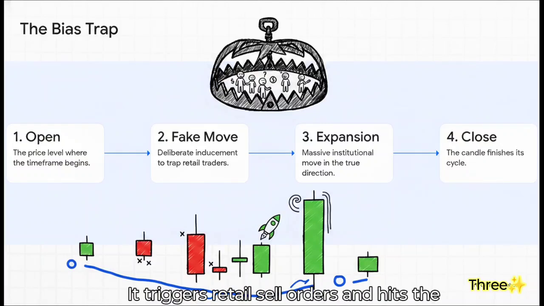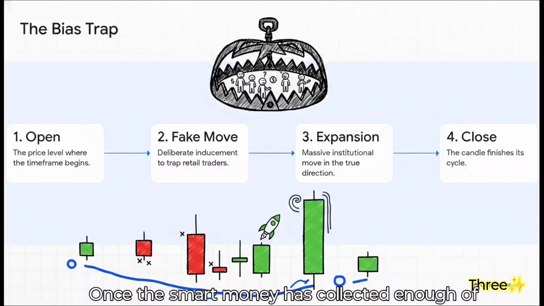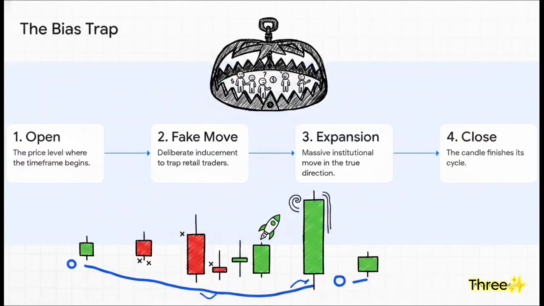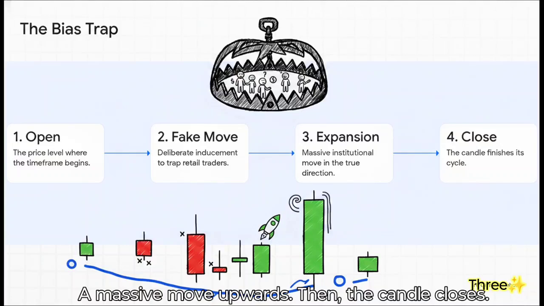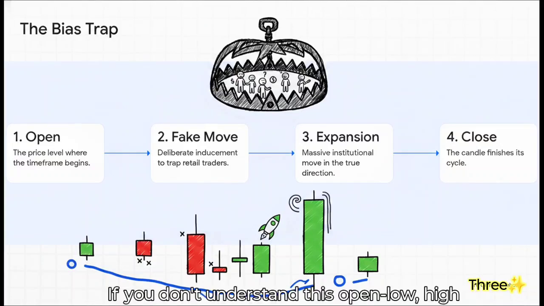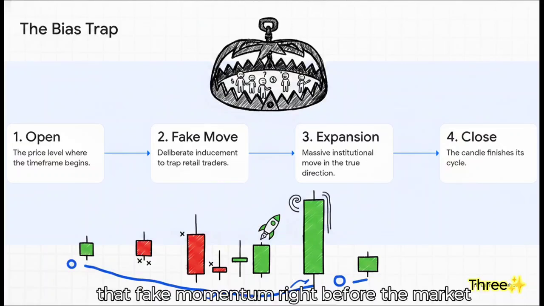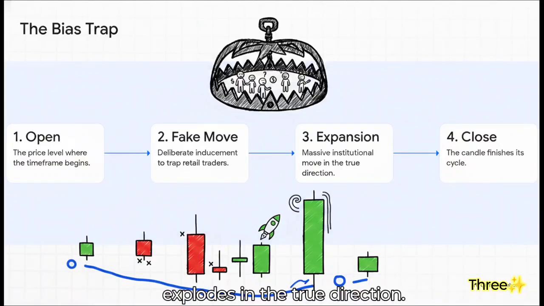It triggers retail sell orders and hits the stop losses of the early buyers. Once the smart money has collected enough of those orders, boom, the real expansion happens. A massive move upwards. Then, the candle closes. If you don't understand this open, low, high close sequence, you are going to panic sell during that fake momentum, right before the market explodes in the true direction.